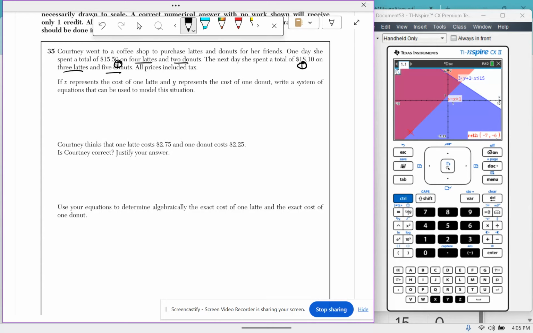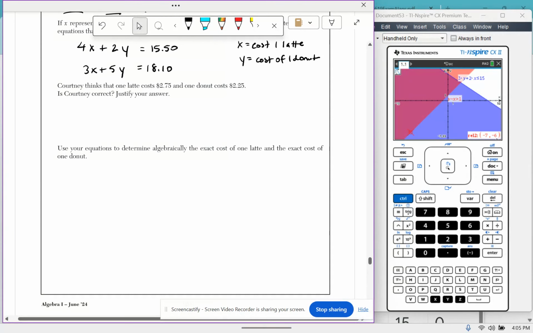All prices include tax. If x represents the cost of 1 latte, and y represents the cost of one donut. Write a system of equations that can be used to model this situation. So the first total is $15.50, and that came from buying 4 lattes and 2 donuts. The second total is $18.10, and that came from buying 3 lattes and 5 donuts.